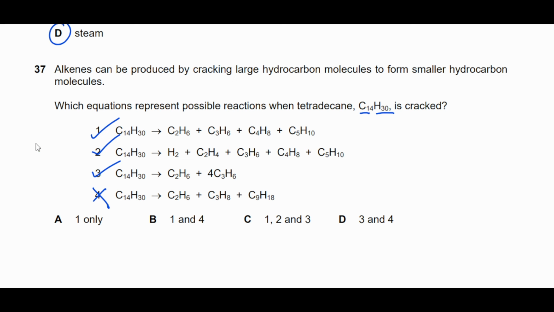Whenever you do cracking, you just need to make sure the number of carbons in the products is the same as the number of carbon in the reactant, and the number of hydrogen in the products must also be the same as the number of hydrogen in the reactants. So the answer is C, 1, 2, and 3.